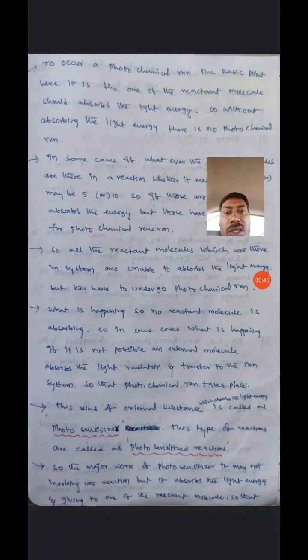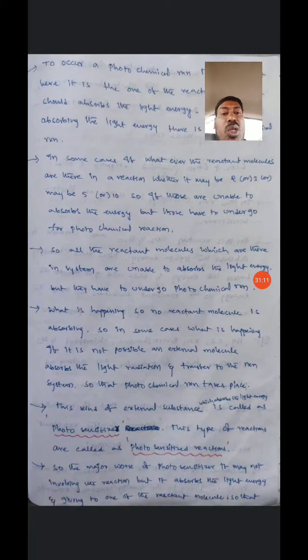So to occur a photochemical reaction, the basic point is that one of the reactant molecules should absorb the light energy. Without absorbing the light energy, there is no photochemical reaction.